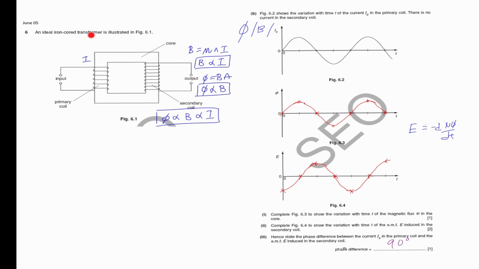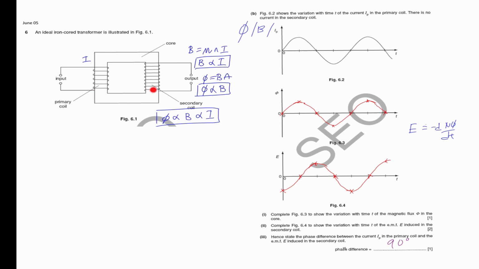An ideal iron core transformer is shown here. And this graph, they told you, gives you the current in the primary coil against time t, and they told you that initially there's no current in the secondary coil. First part, complete figure 6.3 to show the variation with time t of the flux in the core. Now they want you to show them how the flux in the core varies with time. Now I want you to recall the soft iron core is magnetized by the magnetic field coming from the solenoid. In other words, because there's a magnetic field due to this solenoid, it magnetizes the core.